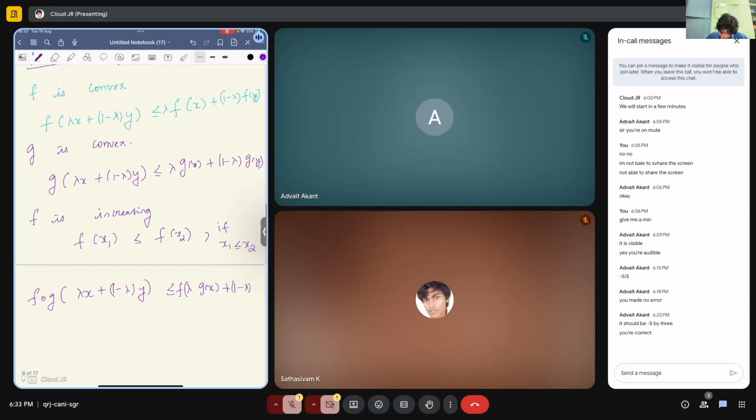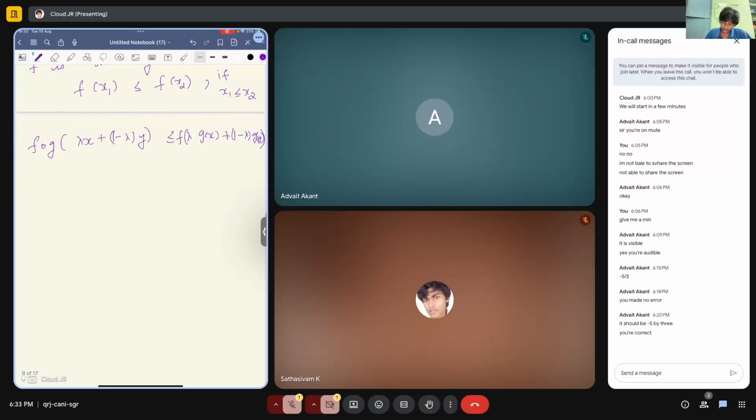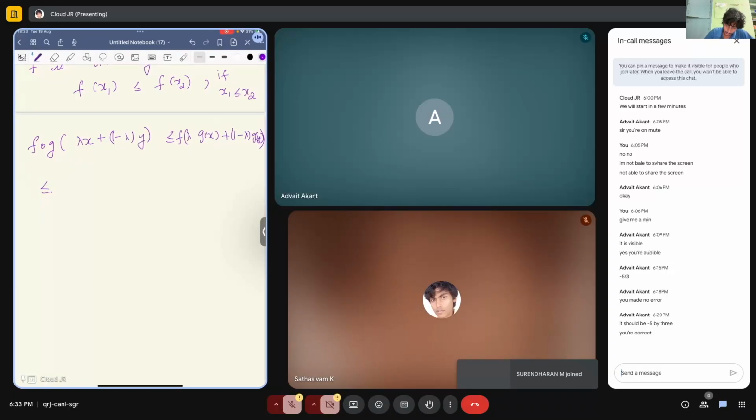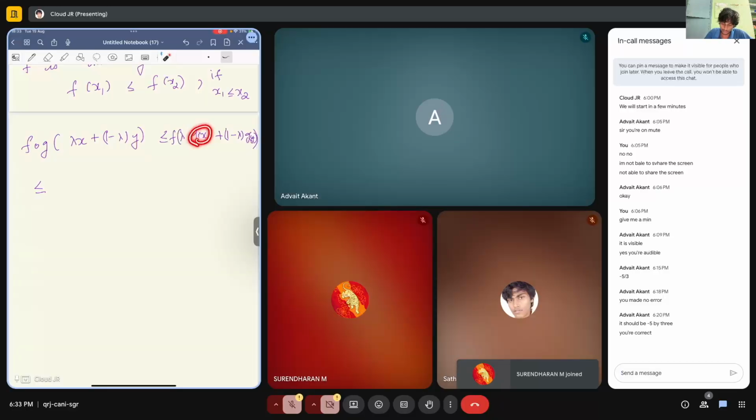Okay, I need to go here, g of y. Okay, so this is what you have. Now you apply the fact that f is convex. So this tells you, because you have 2 points here, point g of x and point g of y, and you know that f is convex here.